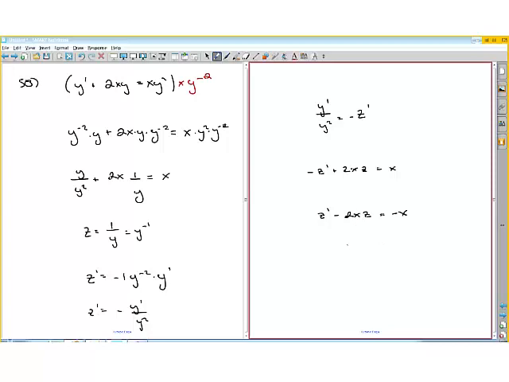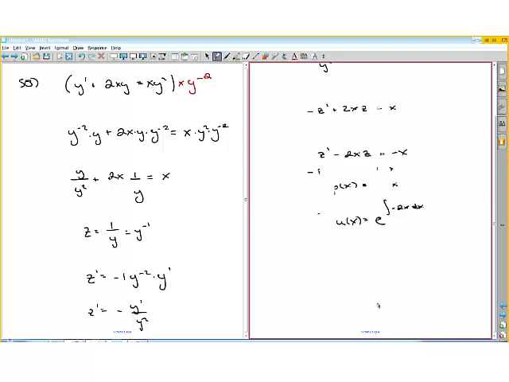This is as much as I'd ask you to do for the test, but I'm going to finish it off if you're interested. So what we do, once it's in standard form, we figure out what P of x is, calculate the integrating factor, and let me make sure I'm doing this right. Yep, I think so. Okay, so you get u of x is equal to e to the minus 2x squared.